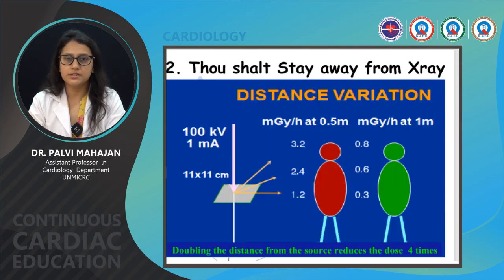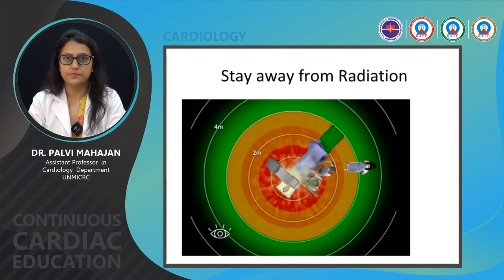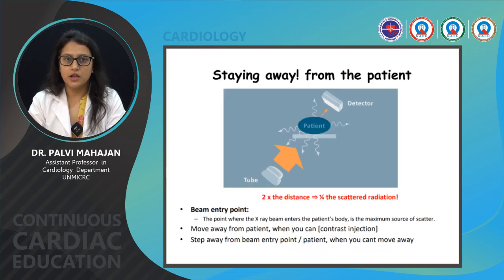Thou shalt stay away from X-ray. Doubling the distance from the source reduces the dose by 4 times. Stay away from the radiation. Stay away from the patient. Twice the distance you are away, one-fourth is the scattered radiation. So move away from the patient when you can.